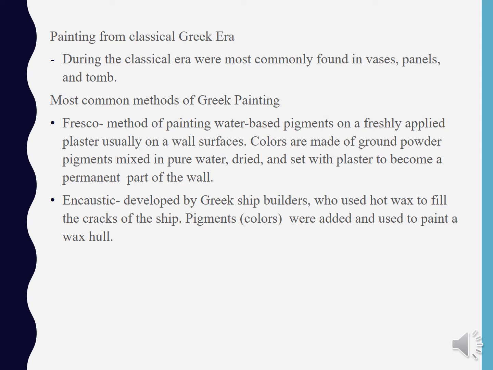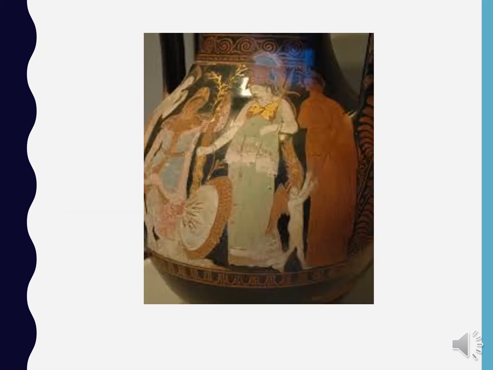Encaustic, developed by Greek shipbuilders who used hot wax to fill the cracks of the ship. Pigments or colors were added and used to paint the wax hull. So this is an example of their painting.